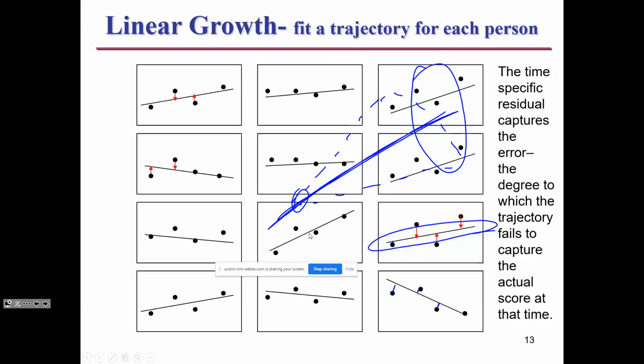Yes? So would this be like a violation of stationarity, like if we were using time series data?